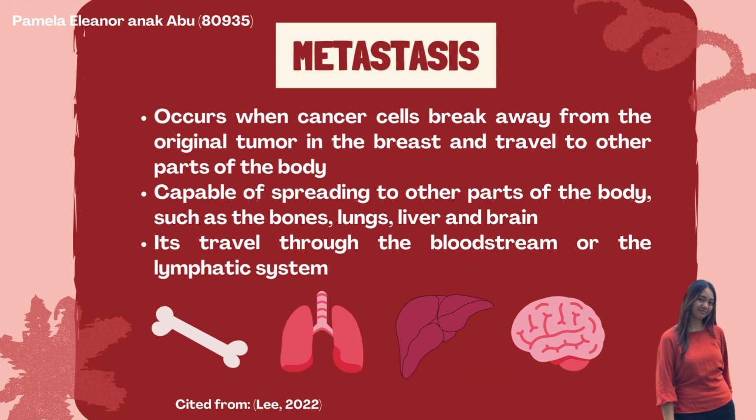Next, I will explain the metastasis and the prognosis of breast cancer. The process of cancer spreading is called metastasis, when cancer cells break away from the original tumor in the breast and travel to other parts of the body. Breast cancer is capable of spreading to other parts of the body, commonly to the bones, lungs, liver, or brain, and these cancer cells travel through the bloodstream or the lymphatic system.